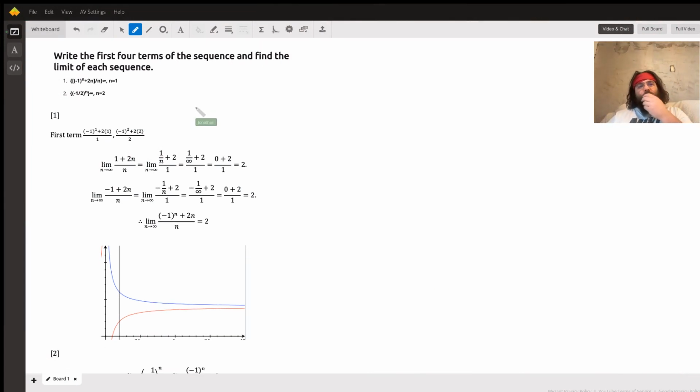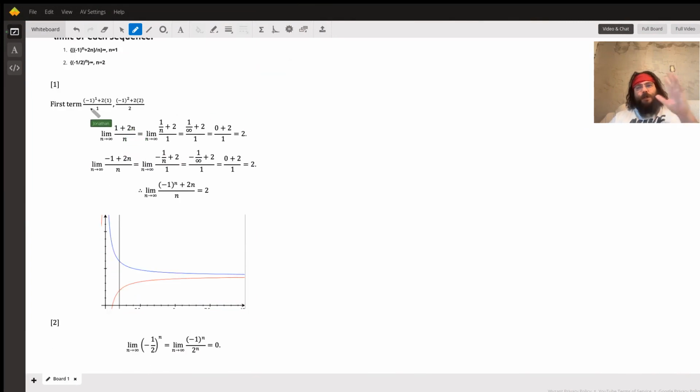This is a pretty straightforward question. The first term's easy. Just plug n equals 1, 2, 3, and 4 into it, and you have that here and here. I did the first two terms.